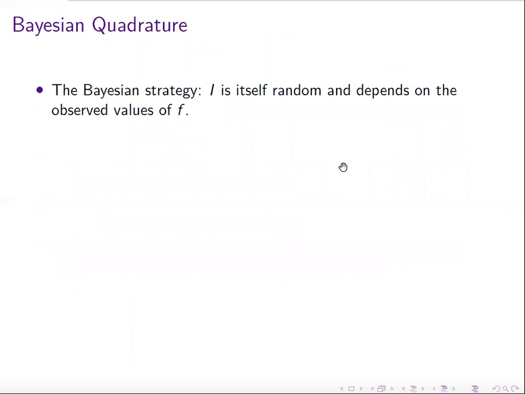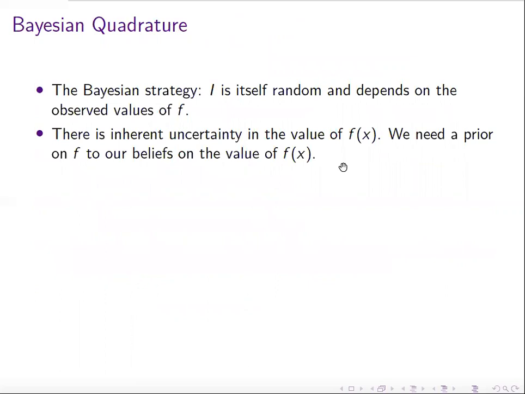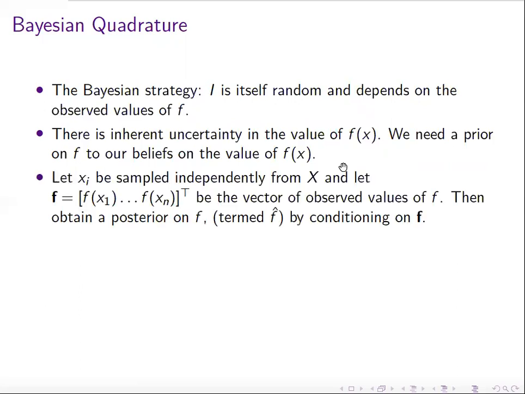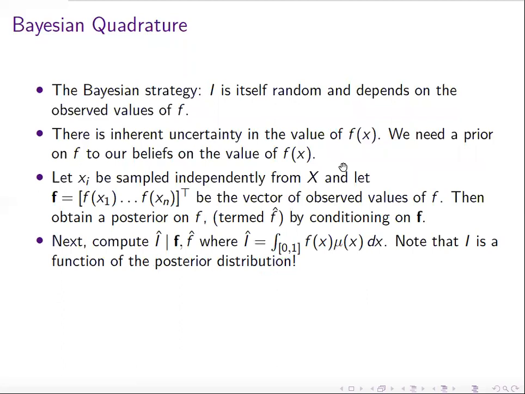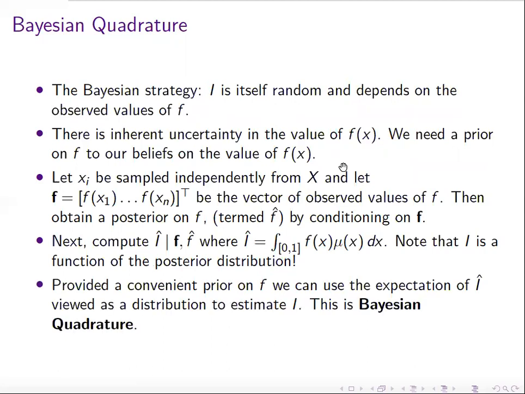First of all, the Bayesian strategy is to observe that I depends on the values of f that you see, and there is no way to even know the values of f unless you actually sample it. So there is inherently an uncertainty in the value of f, and we use our samples to sharpen our beliefs about what f is. Presumably if we have a prior on f, we can condition on the samples to get a posterior on f, and you can compute the integral on the posterior distribution as a result. This is the content of the Bayesian quadrature approach. Once we condition on the samples, we can compute the integral on the posterior distribution to estimate our integral.